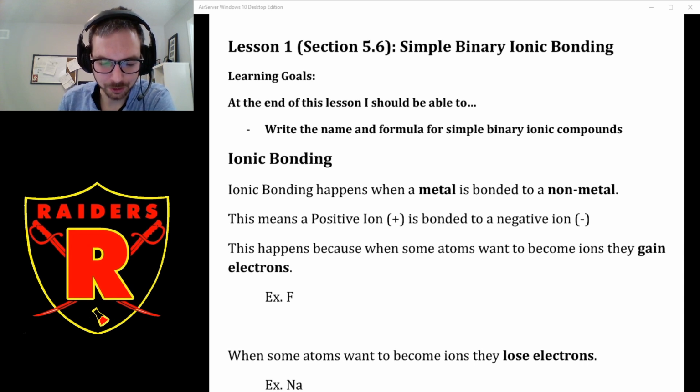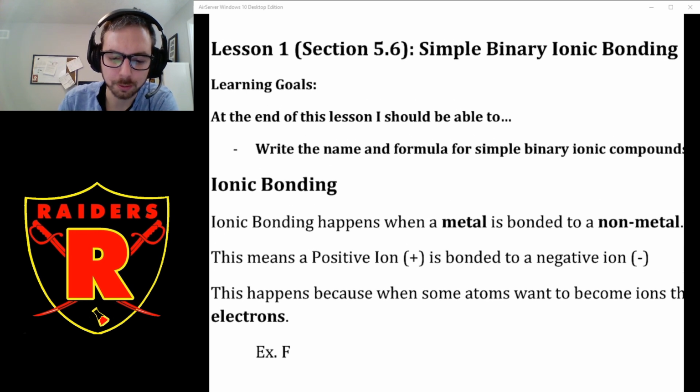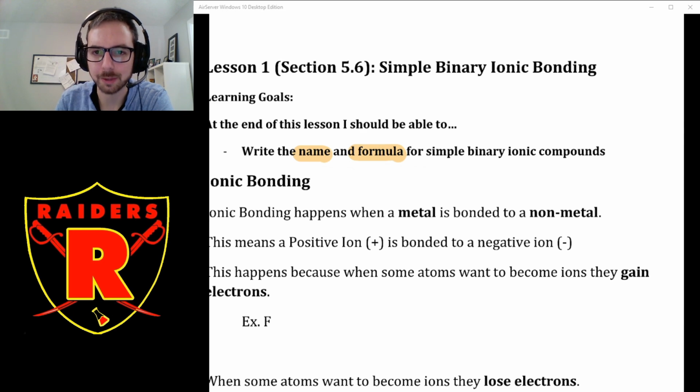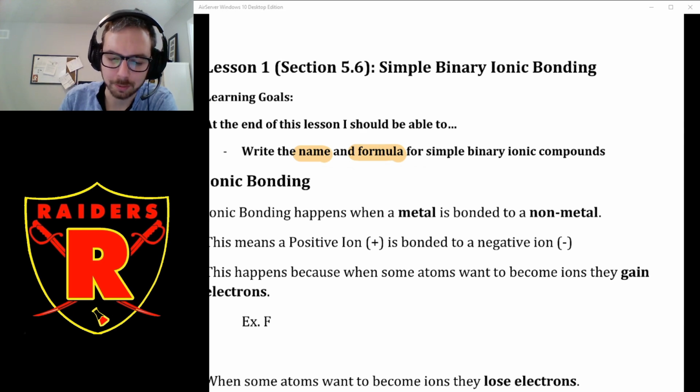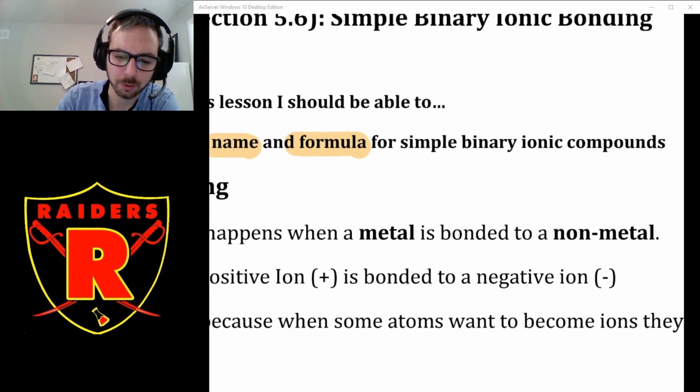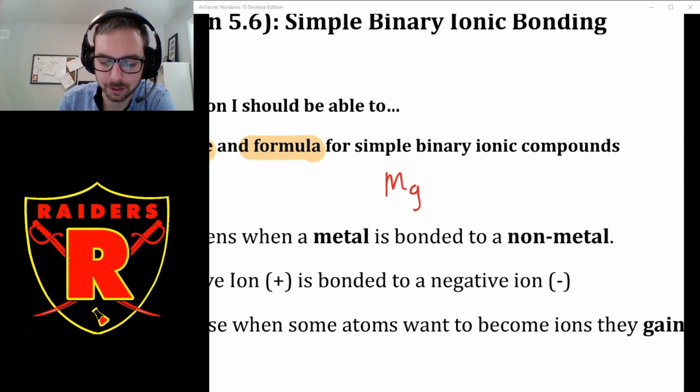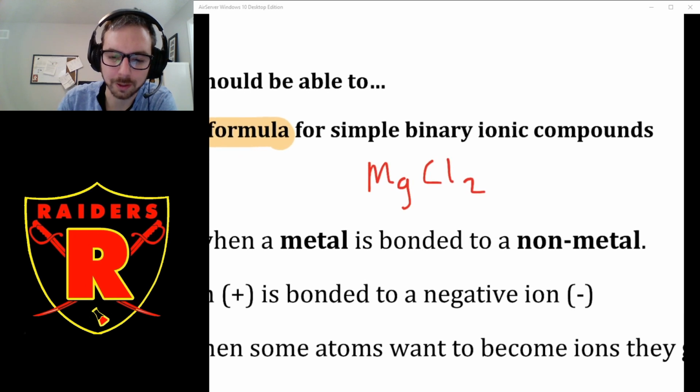Okay. So when we left off, we were talking about ionic bonding. And so at the end of this lesson, it should be comfortable for you to be writing the name and writing the formula for any simple binary ionic compound. By simple ionic compound, I mean simply just a regular old metal like magnesium and a regular old non-metal like chlorine. And you should be able to write the formula for this at the end.